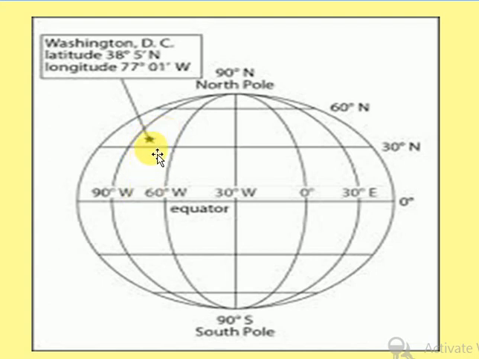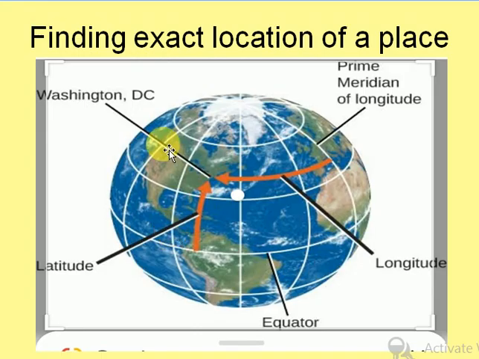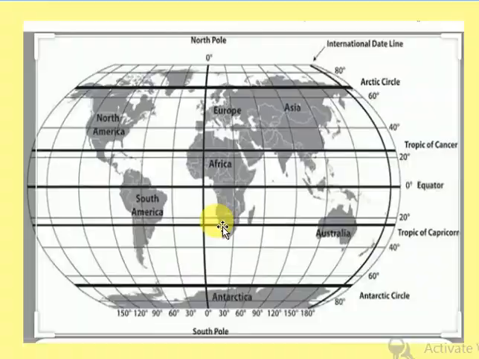Right. So this is the exact location of Washington DC at 38 degrees north and 77 degree west. So this is north, as we discussed earlier. Above the equator it shows north, and below it shows south, and this side of the prime meridian it shows west, and this is east. So 38 degree north and 77 degree west. So this is how you can find the exact location of a place.